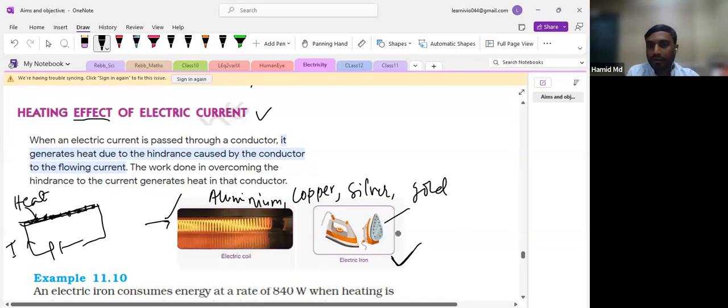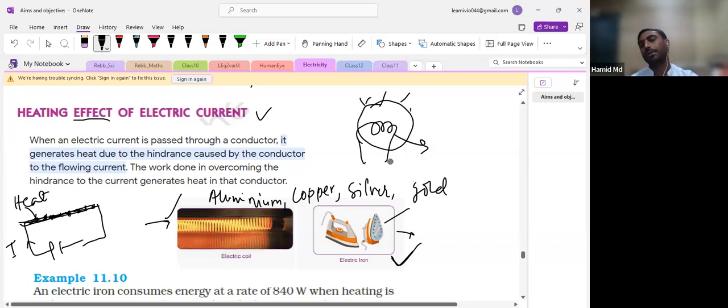In an iron, or even in an electric bulb, have you seen the bulb? We have read about it already. What is the filament made of? Tungsten. Maybe the spelling is wrong, right? But did you think why it is made of tungsten instead of aluminum?